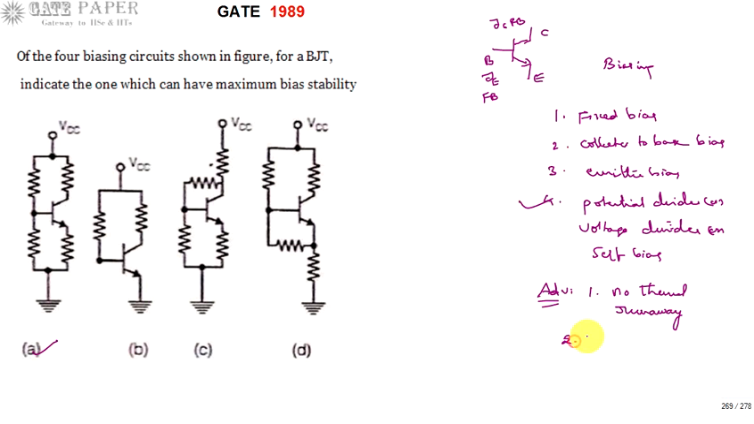And second, a stable Q point is obtained. A stable Q point is essential for proper amplification. Q point is nothing but the coordinates VCE comma IC. If any one of these quantities changes, the Q point changes. So maintaining this is an essential condition for proper amplification, and this stability is provided only by potential divider or voltage divider bias, also called self bias. So this A is the fourth one.